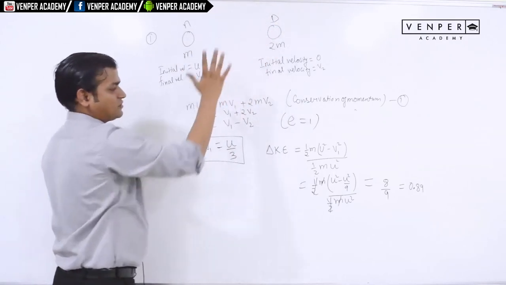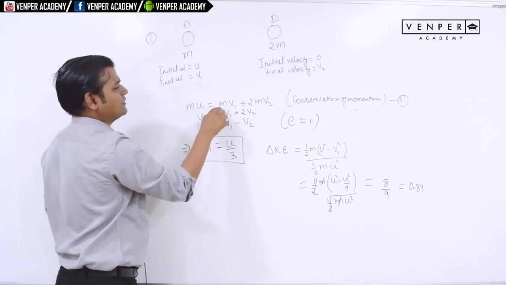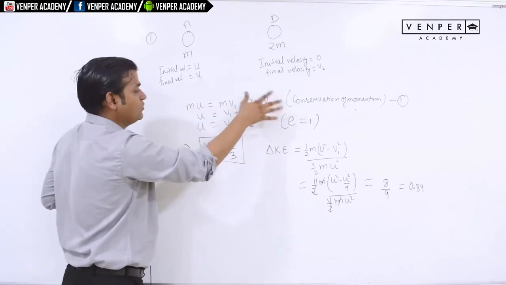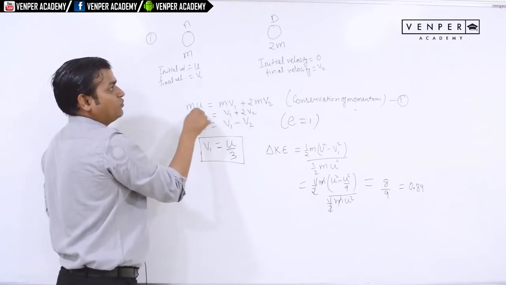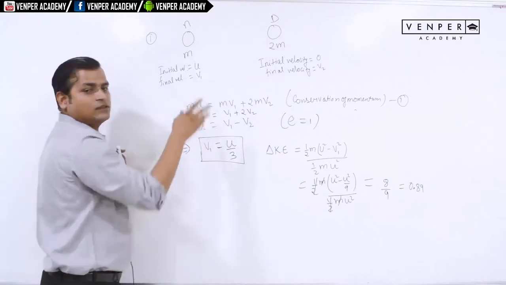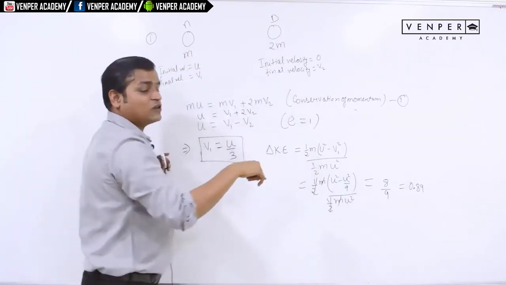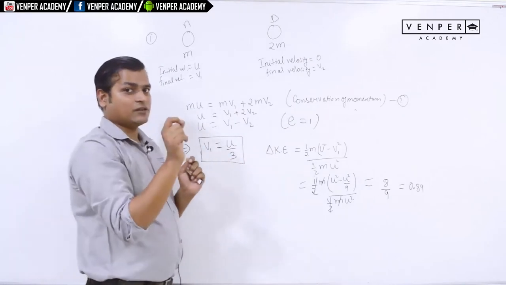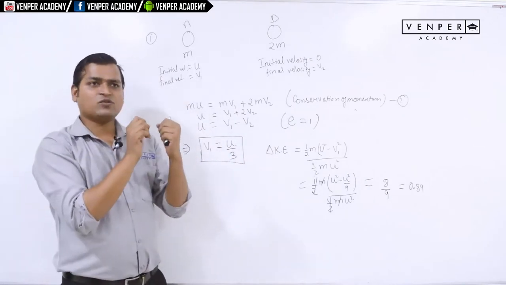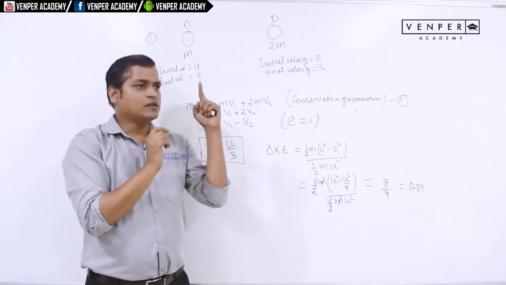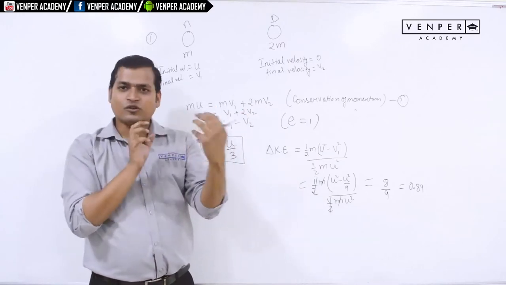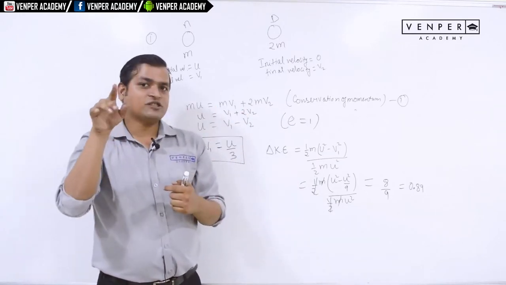two combined system. So here the final velocity is v1, then mv1 plus 2mv2 is equal to mu, because initially the deuterium is at rest. Next, it is given in the question that the collision is elastic. Whenever a collision is elastic, that means the velocity of separation is equal to the velocity of approach, with coefficient of restitution e equal to 1.